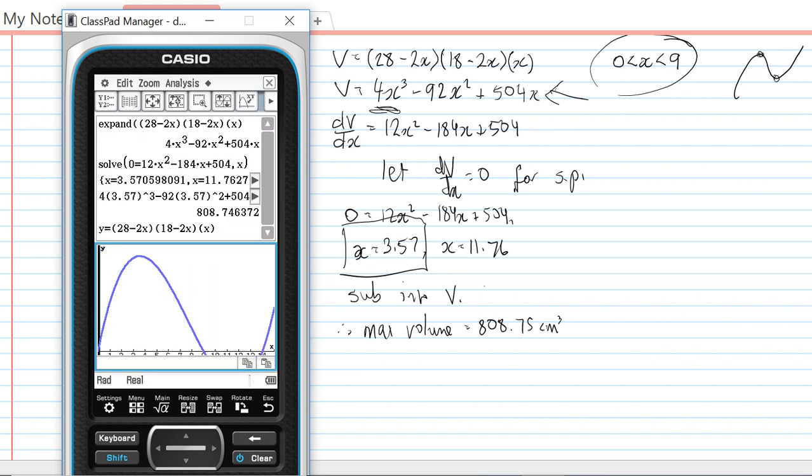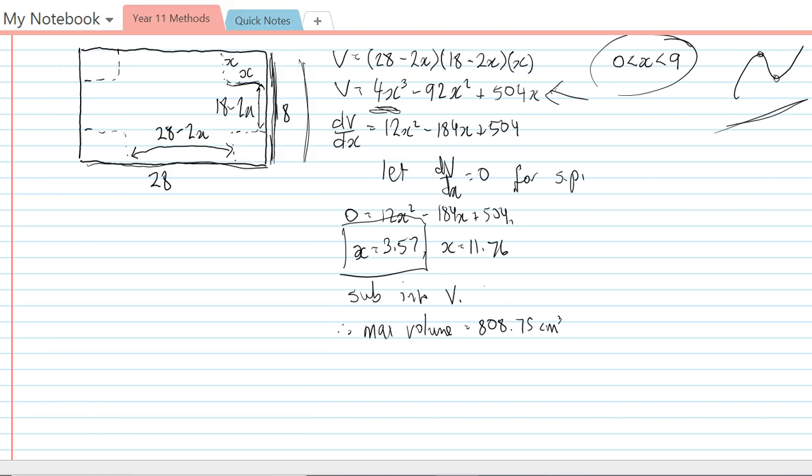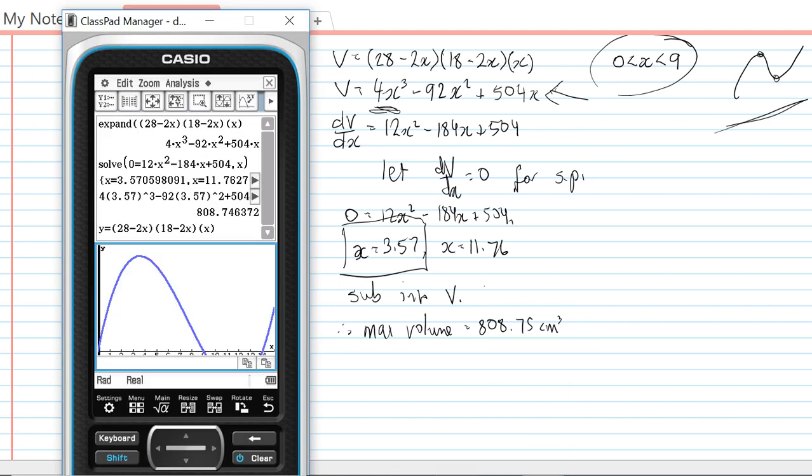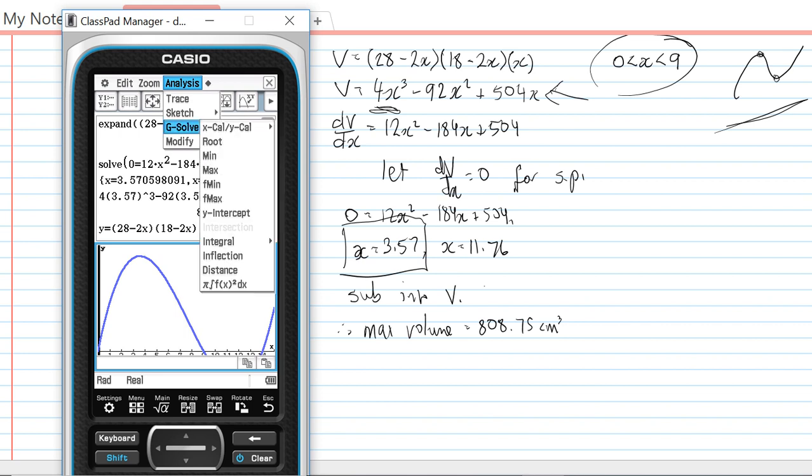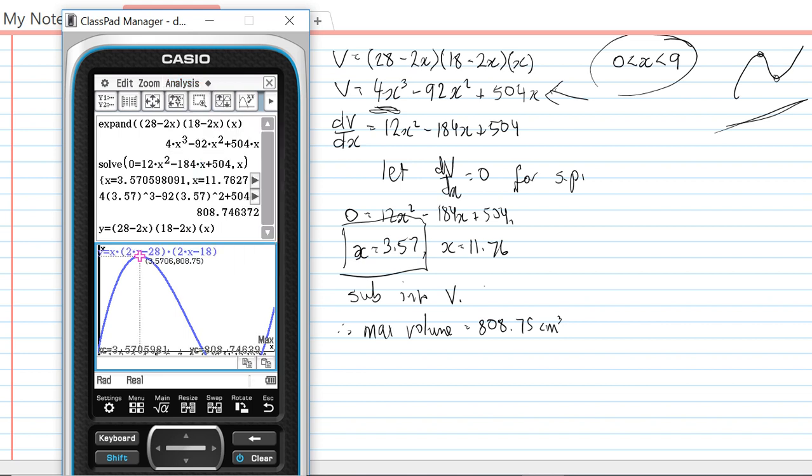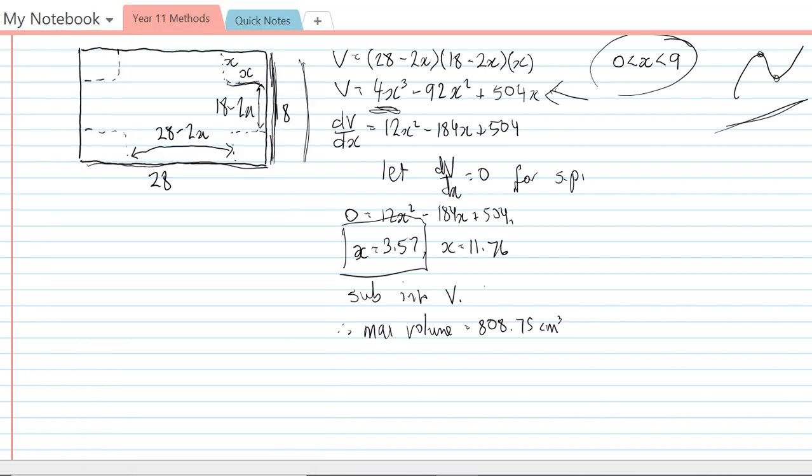Okay, so we can see it's really got this shape just here. And yeah, we're looking for the maximum value. So if I go analysis, gsolve, max, you can see it says x equals 3.57 and y equals 808.75. So we've just confirmed that we've got the right answer there.